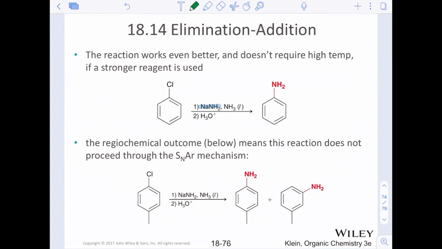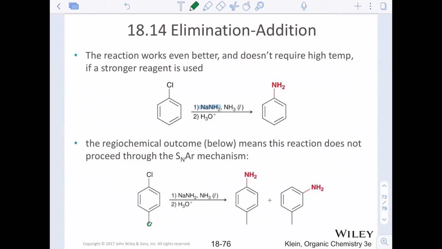If we had a substituted benzene, notice how we put on an electron donating group. I'm going to put EDG here. We know nucleophilic aromatic substitution does not work, because we want a withdrawing group, and we have a donating group. So we're making benzene more nucleophilic instead of electrophilic.